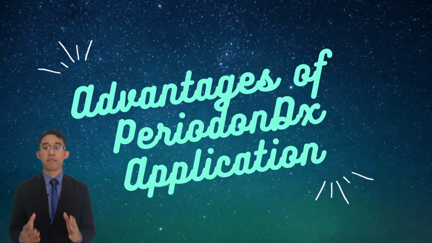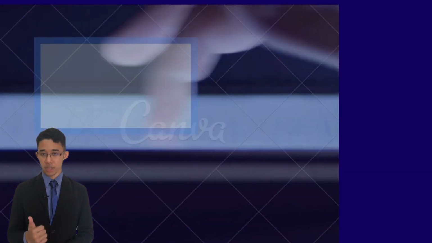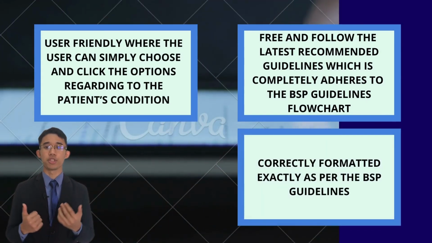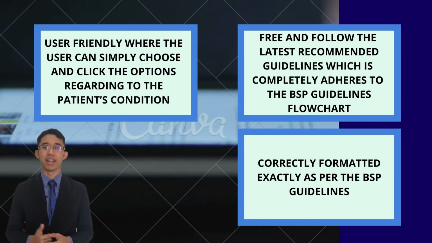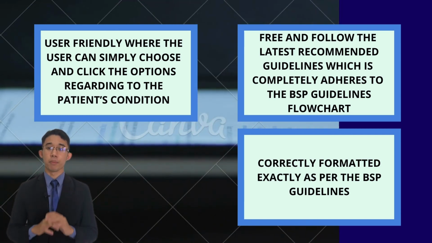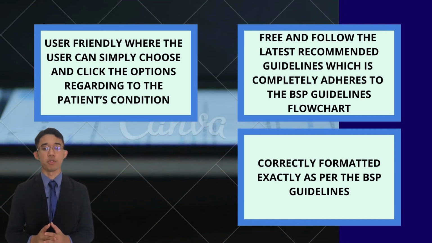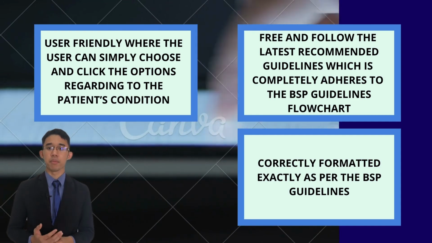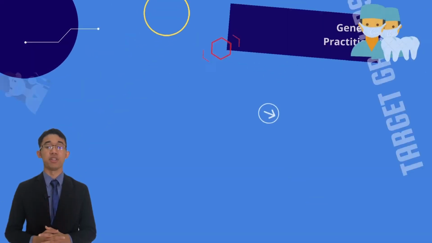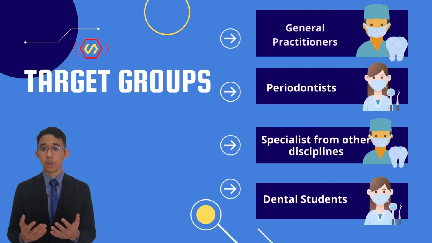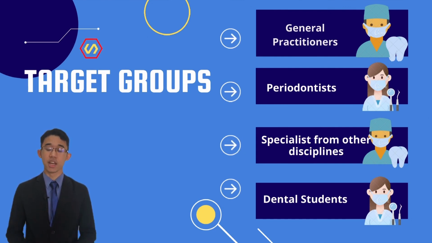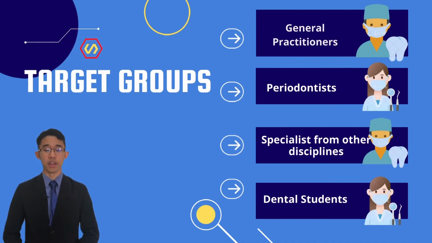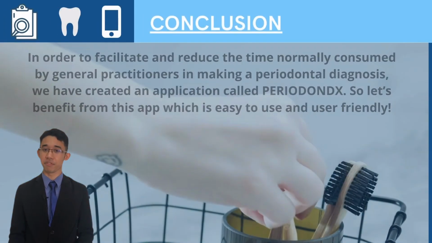So this app has several advantages. This app is user-friendly, where the user can simply choose and click the options regarding the patient's condition. It is also free and follows the latest recommended guidelines, completely adhering to the BSP guidelines flowchart. Besides that, this app is formatted exactly as per the BSP guidelines. We created this app for general practitioners, periodontists, specialists from other disciplines, and also dental students to benefit from it.